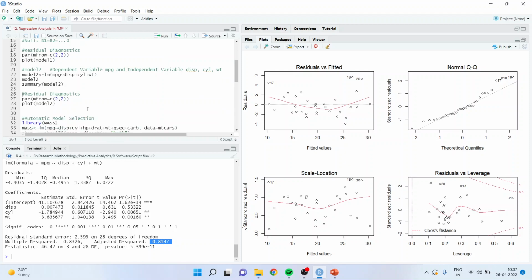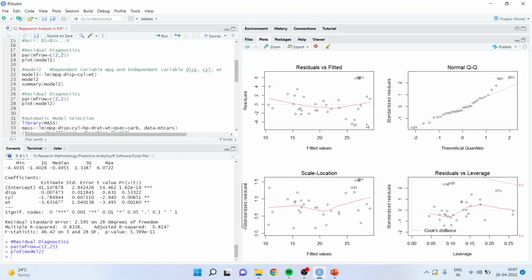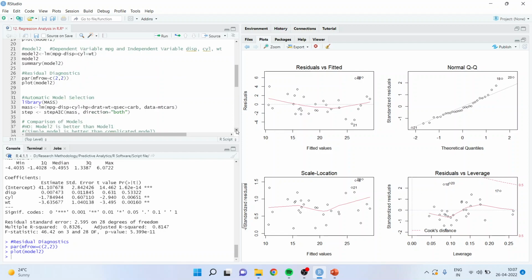Let us see the residual diagnostics again. Run it, and you can see there is some smoothing which has happened. This red line is now near the dashed line, and more or less there are some corrections in all the 4 graphs. Good one. Now is there any package which can carve out the good model from the data or not? Definitely we have one package which is known as MASS.